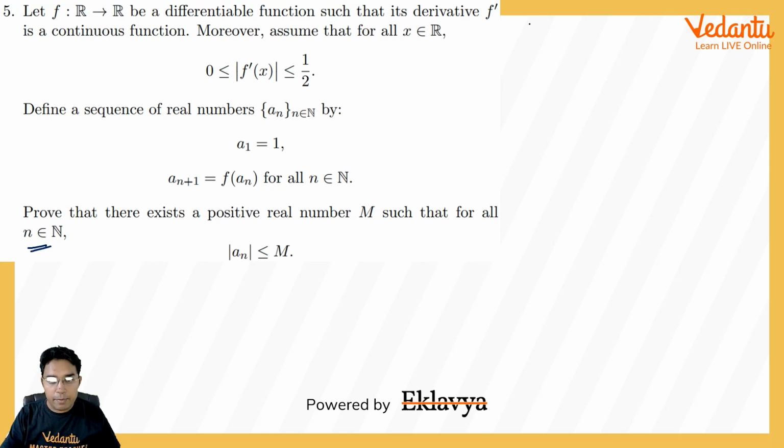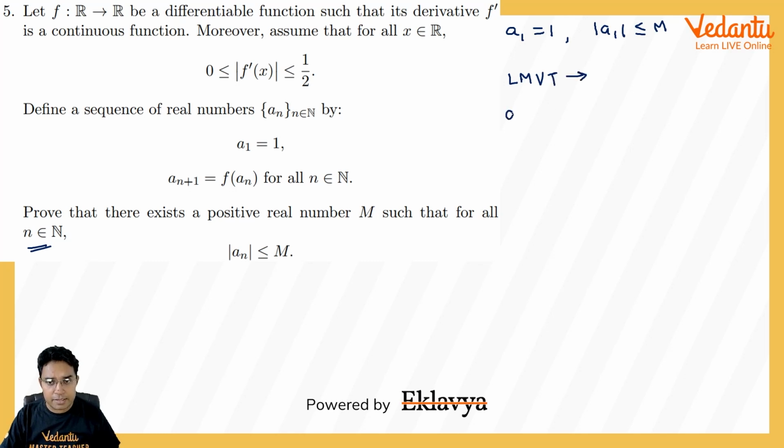Now let me tell you, this a_1 is equal to 1, which is already finite. So for a_1 we can definitely write there will be some M for which |a_1| will be less than or equal to M. But we have to prove that there exists a single positive real number M that will not only satisfy this |a_1|, but will satisfy all values of a_n. Now to do this, let us see how we can do it. I'll be using Lagrange's mean value theorem.